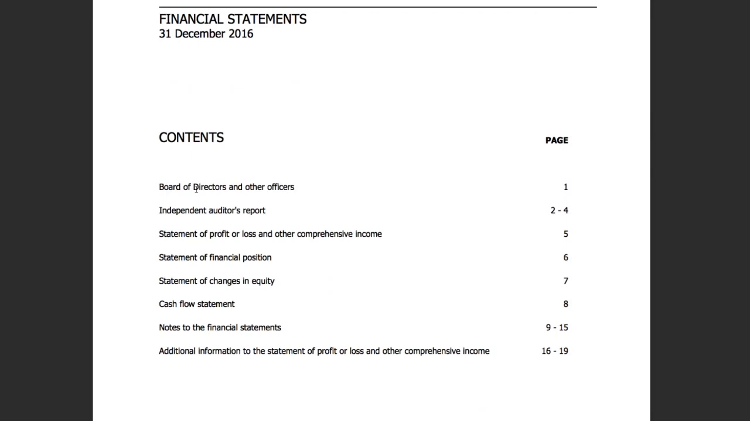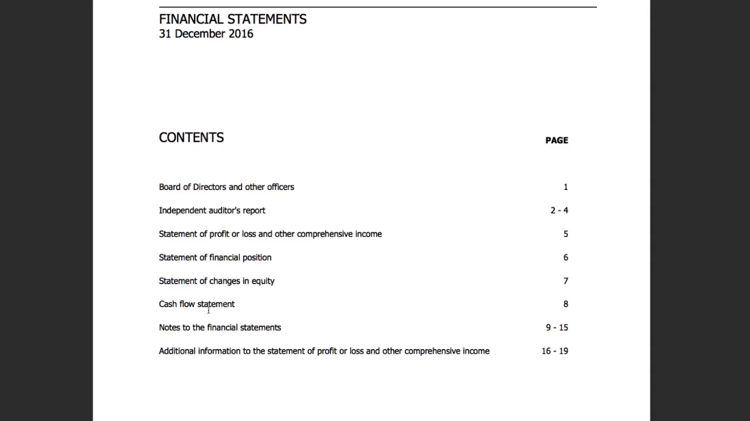Moving on to the second page. This is the content page where it states the contents of the entire set of the financial statements. On page 1 is the board of directors and other officers, the composition of the company. On page 2 to 4 is the independent auditor's report. On page 5 is the statement of profit and loss, which will show you whether you made an income or a loss during the year. Page 6 is the financial position, i.e. the balance sheet. On page 7 is the statement of changes in equity, and you really don't need to look at this beginner stage. Page 8 again is the cash flow statement.